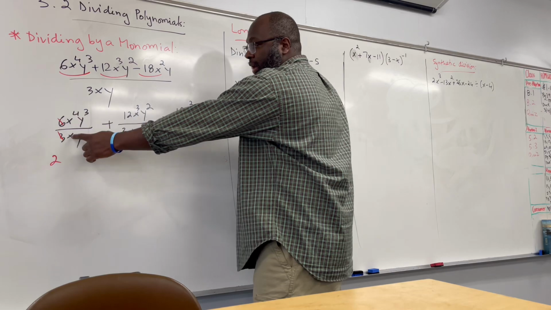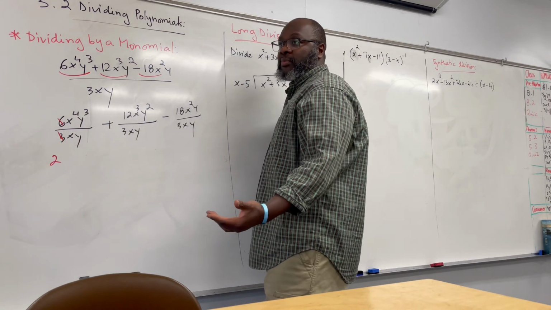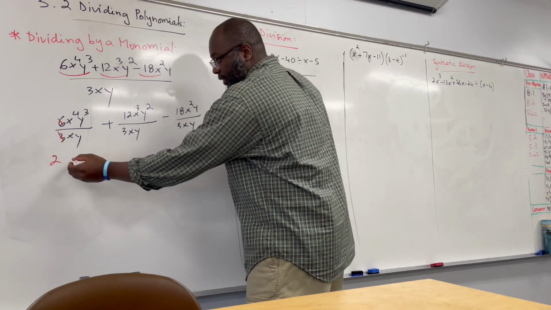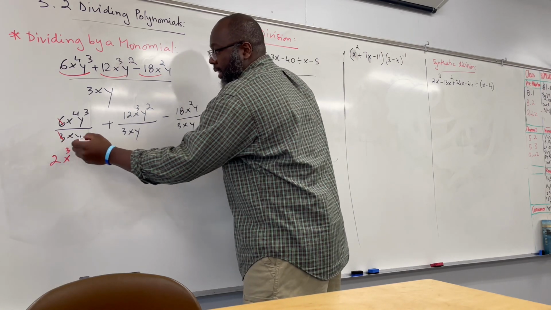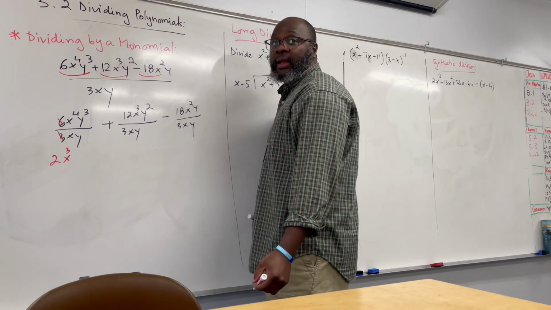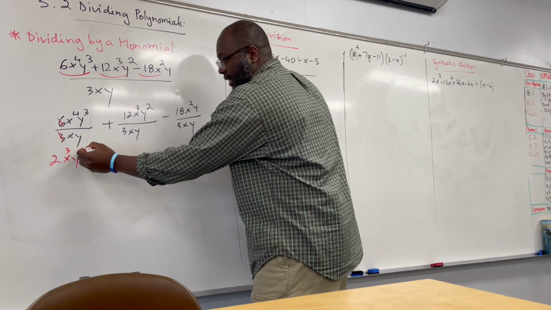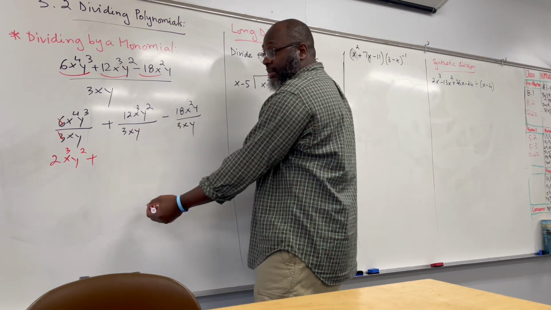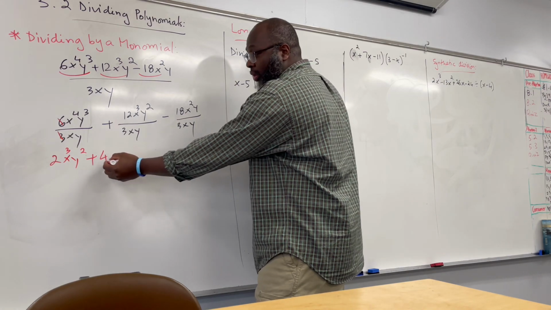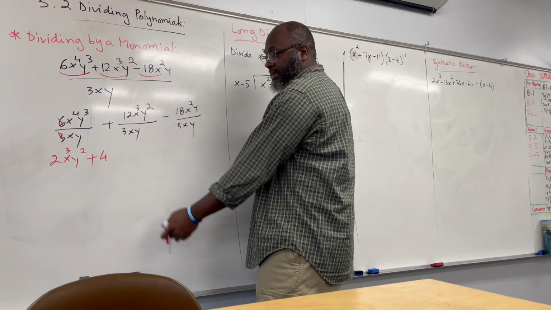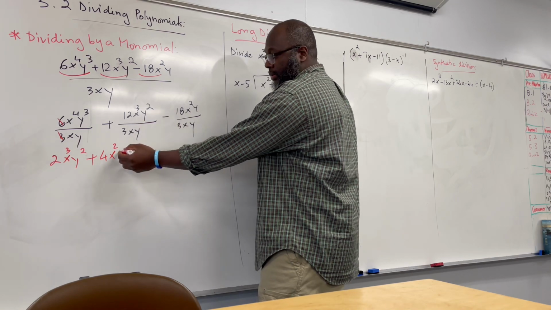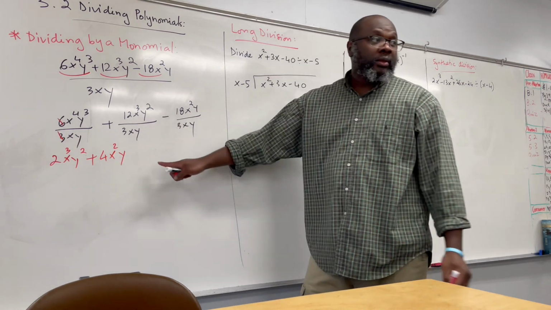Now, x to the 4 and x. How do I simplify that? Subtract them. So what do you get? x cubed, right? And then y cubed and y squared, right? So that's done here. Now we go to the next one. 12, 3 goes into 12 how many times? 4, right? x cubed and x squared, y squared and y, right? So far so good?